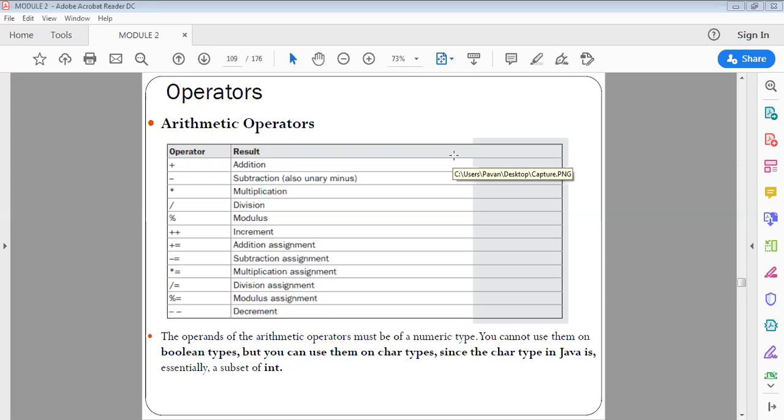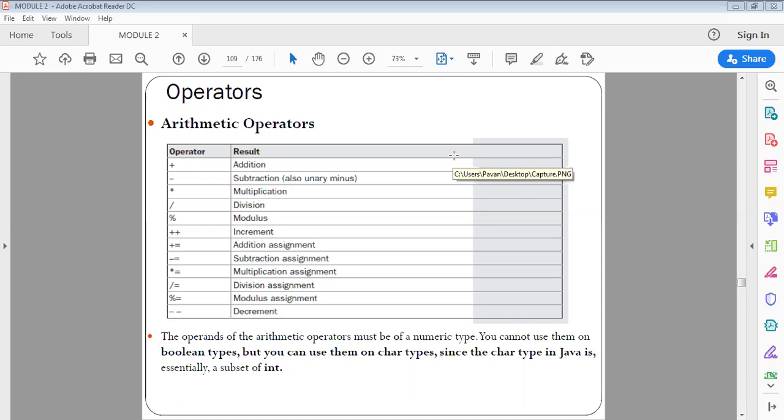So now you come to the operators. Operators are broadly classified into four types. Firstly, you have arithmetic operators. Second is bitwise operators. Third, relational operators. Fourth, logical operators. Apart from that, there are some special operators that will be discussed in this particular class.